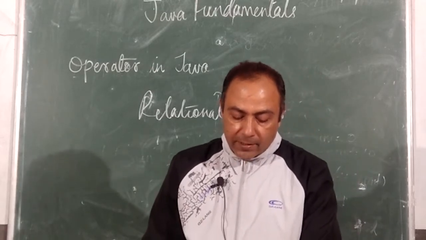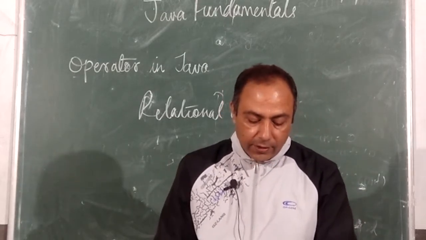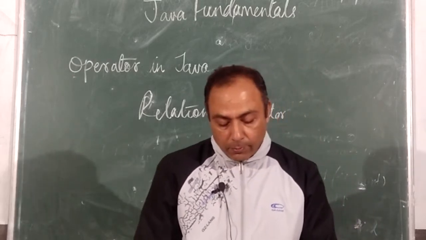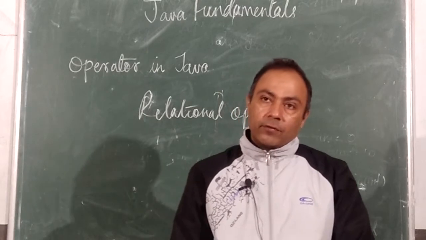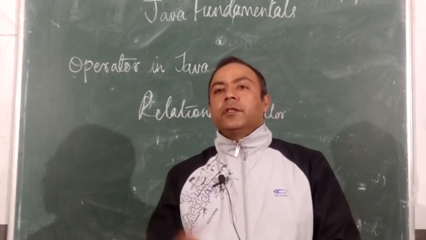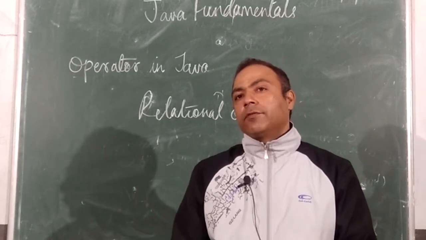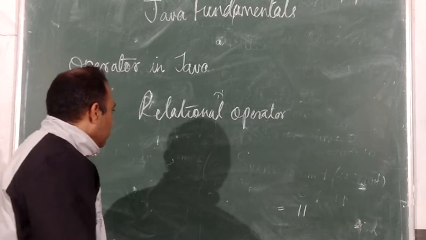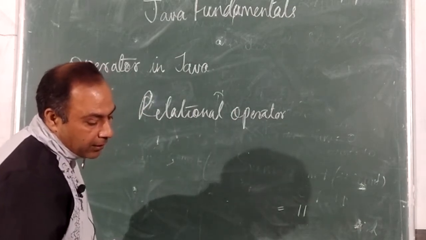So, if the comparison is true, the relational expression results in the Boolean value true, and the Boolean value false if the comparison is false. If the relation is not true, it will return false, and if it is true, it will return true, with the help of the relational operators.